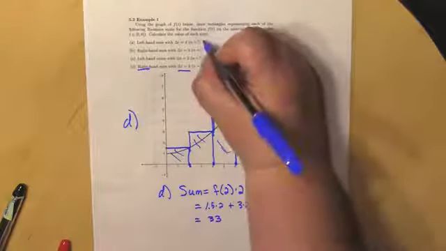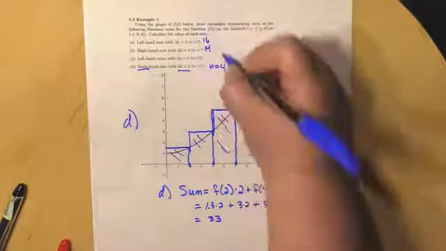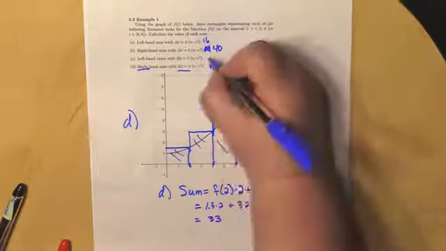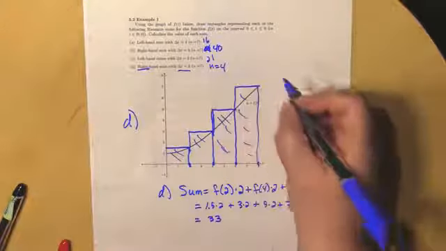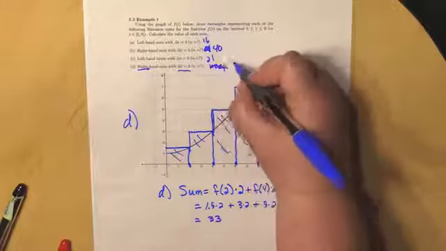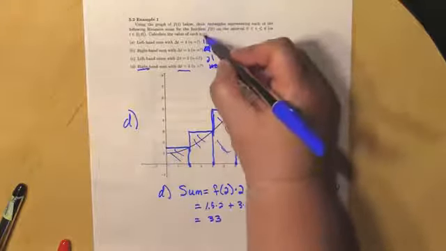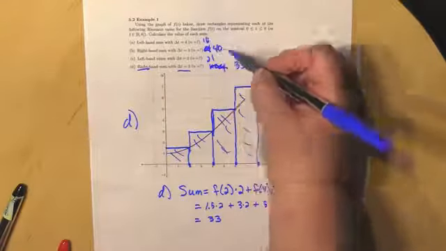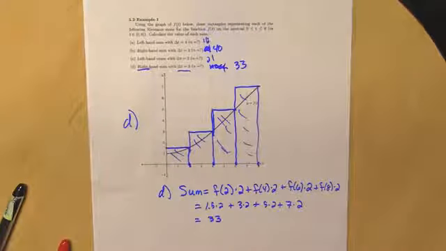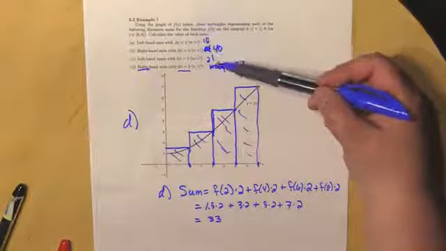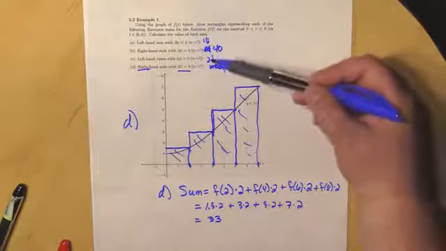So for part A, we got 16. For part B, we got 40. For part C, we got 21. And for part D, we got 33. So just using 2 rectangles, we get an estimate somewhere between 16 and 40. Pretty crude estimate for the actual area under the curve.